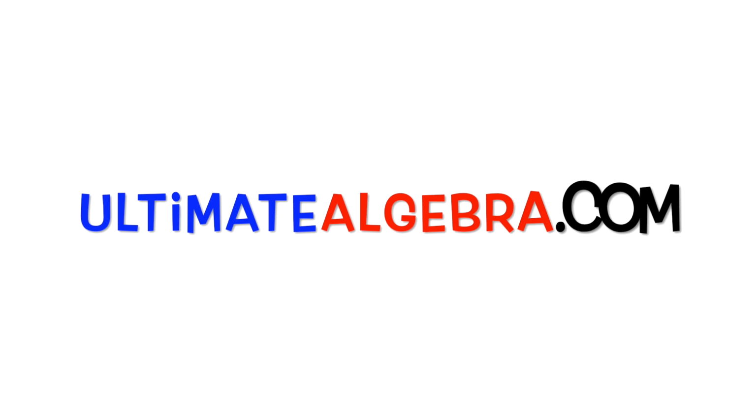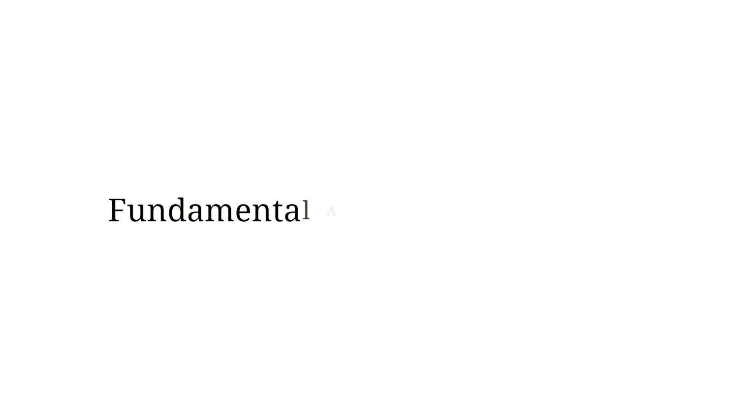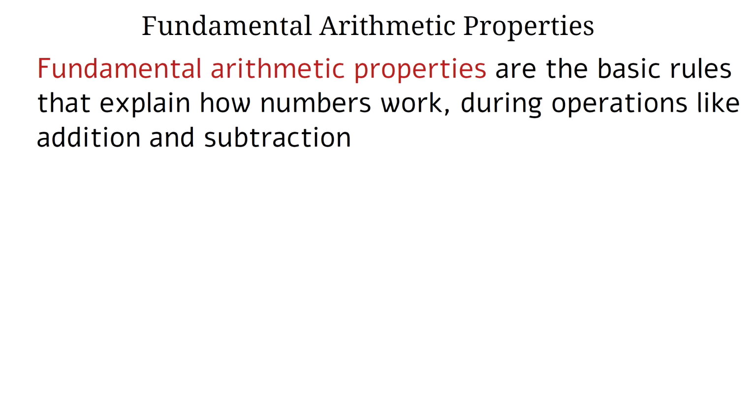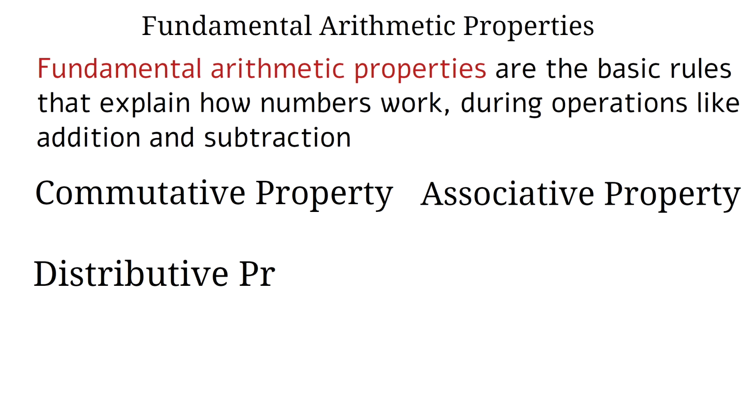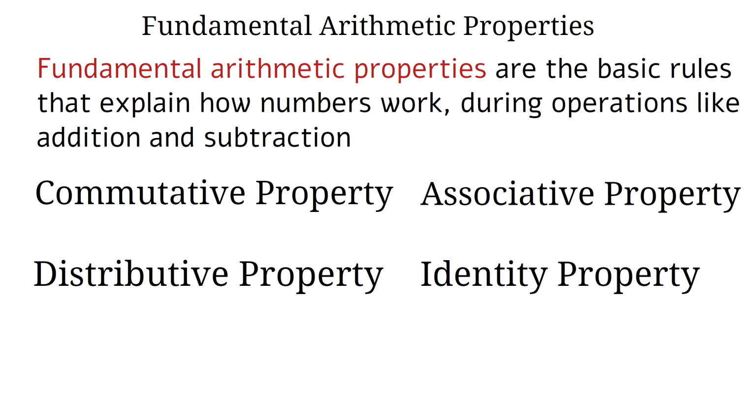In this video, we're going to talk about the fundamental arithmetic properties. Fundamental arithmetic properties are the basic rules that explain how numbers work during operations like addition and subtraction. There are 5 fundamental arithmetic properties we need to learn about. They are the commutative property, the associative property, the distributive property, the identity property, and the inverse property.